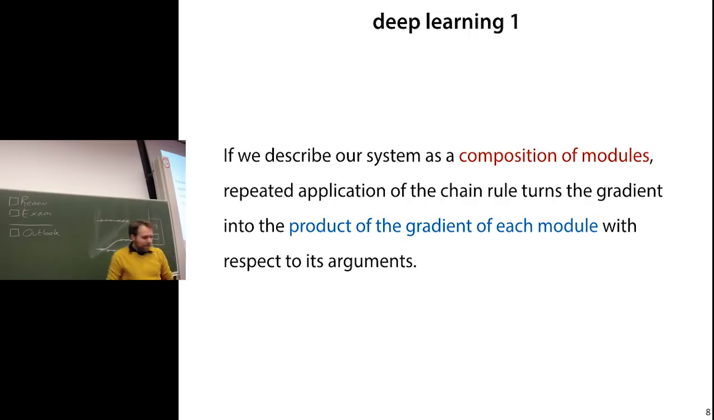Just very simple single layer ones. And then we talked about backpropagation. So this is coming back to gradient descent. Backpropagation is a way to do gradient descent.